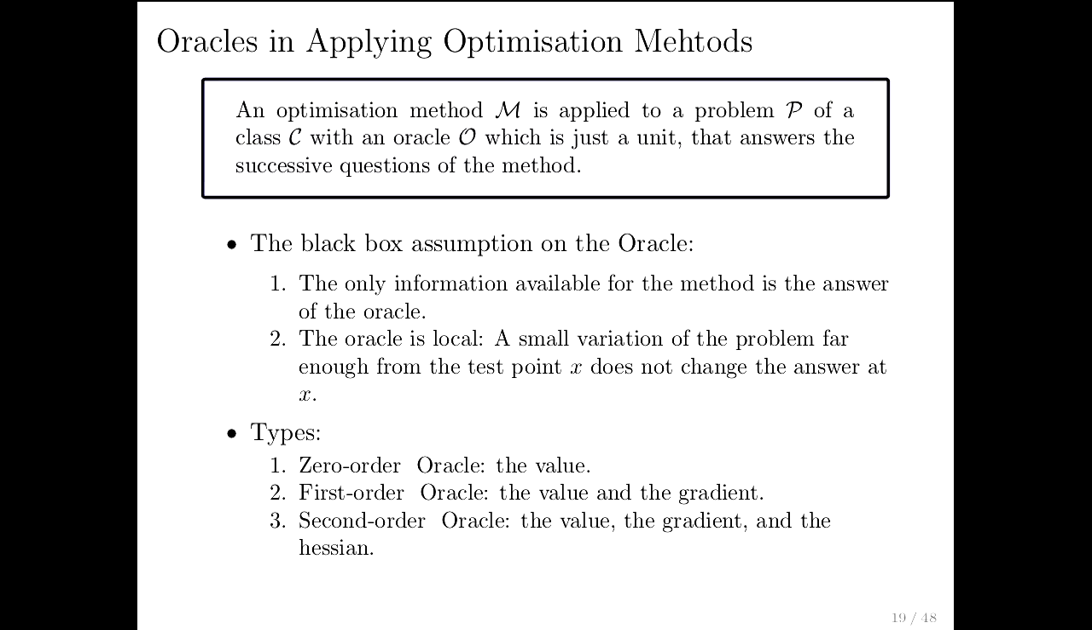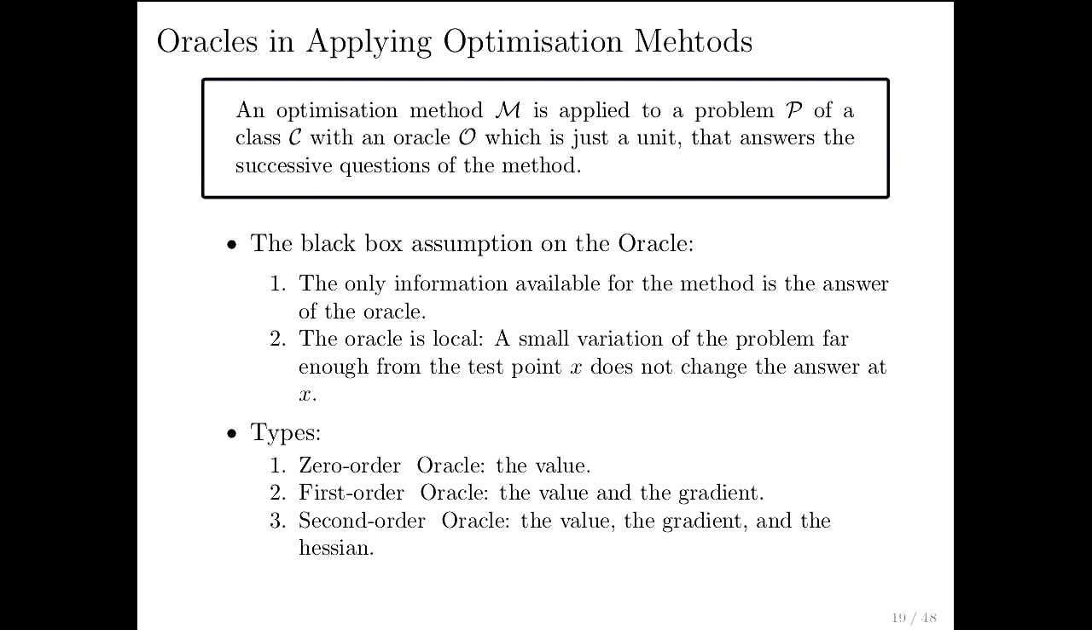There are different types of oracles: zeroth order, first order, second order. Zeroth order oracles really just return the value of the cost function at a given point. First order oracles return the value and the gradient of the cost function. Second order oracles return the value, the gradient, and the Hessian of the cost function, and potentially the constraint functions as well. But that's the sort of idea. So we can design methods that use these three different types of information.